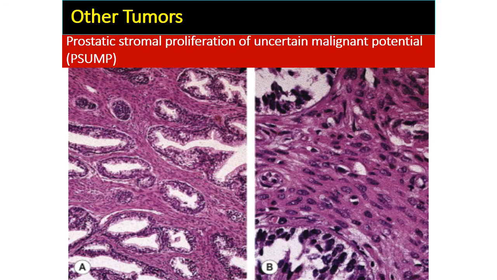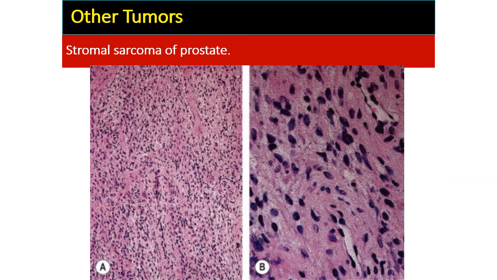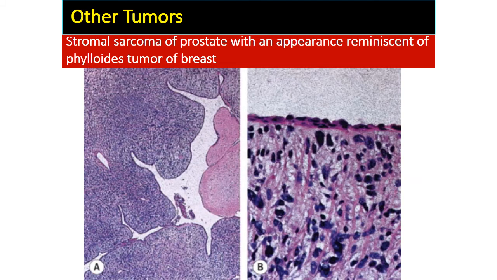This picture shows the STUMP, or prostatic stromal proliferation of uncertain malignant potential. There are prominent stromal cells, but still there are no features of malignancy. Stromal sarcoma is characterized by overgrowth of these cells. There is atypia, crowding of cells, and marked pleomorphism, both nuclear and cytoplasmic, and atypical mitosis and necrosis are also features of this stroma. These STUMPs exhibit features like phyllodes tumor of the breast.